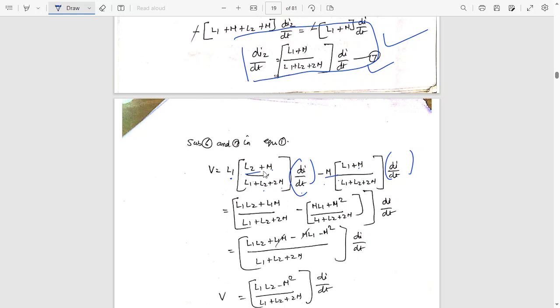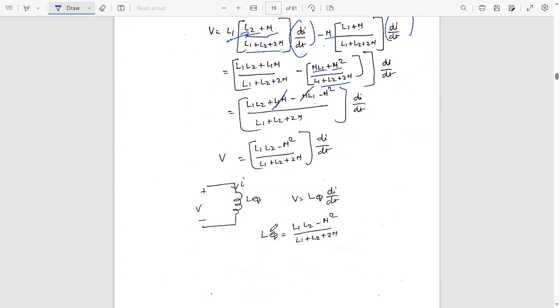I got L1 L2 plus L1 M by denominator same, minus M can be taken in. Be careful while taking it. I am keeping the minus outside and taking M only inside. So M L1 plus M square by the same denominator. Now take the minus inside, so minus M L1 minus M square. So I can cancel this 2M L1 term. I will get L1 L2 minus M square by L1 plus L2 plus 2M into di by dt.